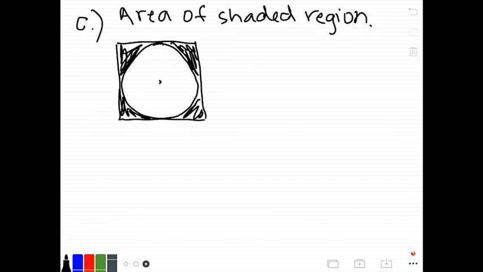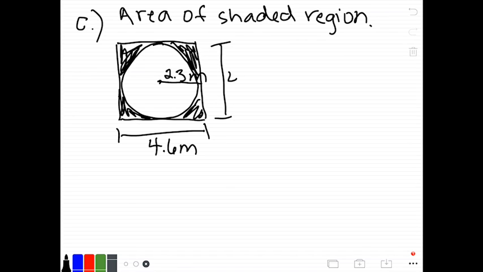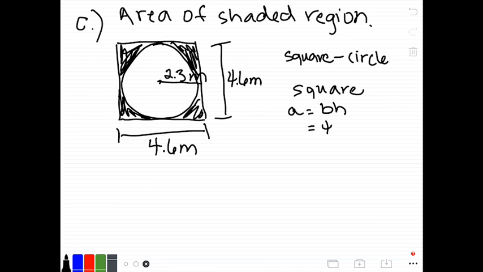Okay. And let's say I give you the radius is 2.3 meters. That means that all the way across, if I told you this was a square, this would be 4.6 meters. And this would also be 4.6 meters. And so what you need to do is find the area of the square and subtract the circle. So we have to find the area of both of those. So for square, our formula for area is base times height. So we've got 4.6 times 4.6, and that would give us 21.16 meters squared.